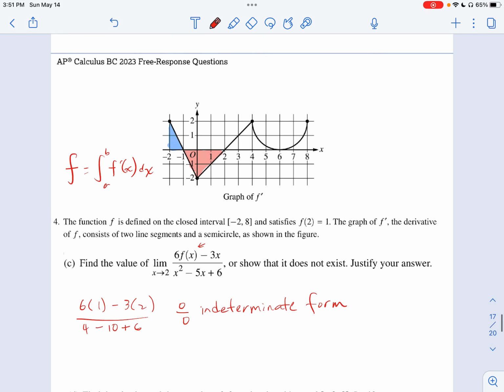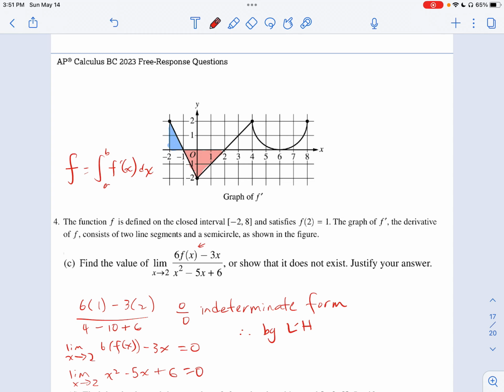So that's usually a good sign that we want to use L'Hopital's rule. So I want to show the individual limits, as usually the case. And although they didn't specify that you have to use L'Hopital's rule, if I know I'm going to be using L'Hopital's rule, I want to show the individual limits. So state that the limit of 6 times f of x minus 3x turned out to be 0. And that the limit as x approaches 2 of the denominator, x squared minus 5x plus 6, is equal to 0. Therefore, by L'Hopital's rule, and I'm just going to abbreviate there, and if I were actually taking the AP exam, I would write out the words L'Hopital's rule, but for now, I'm just going to abbreviate.